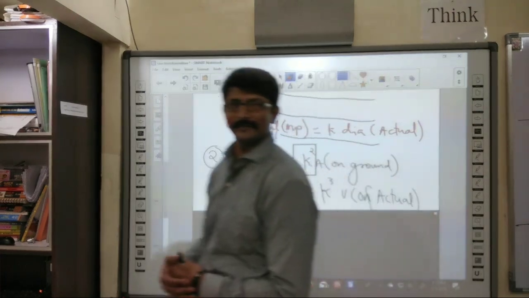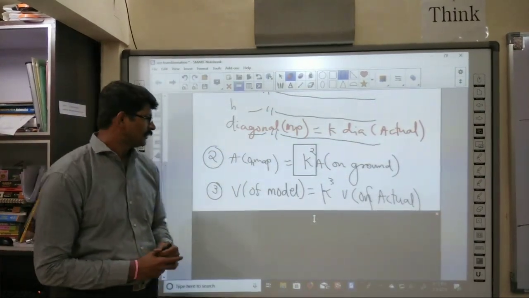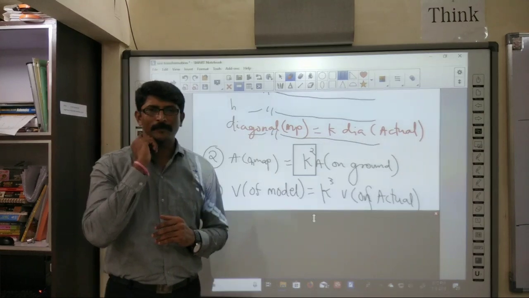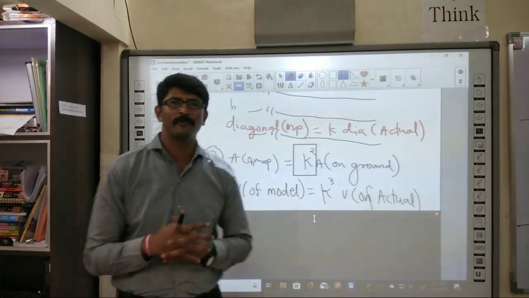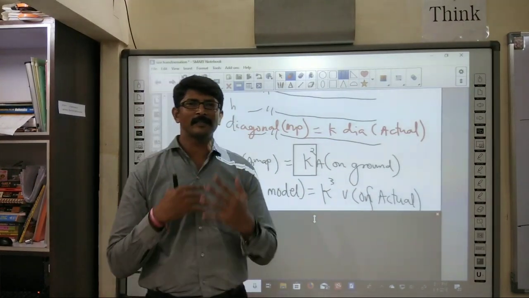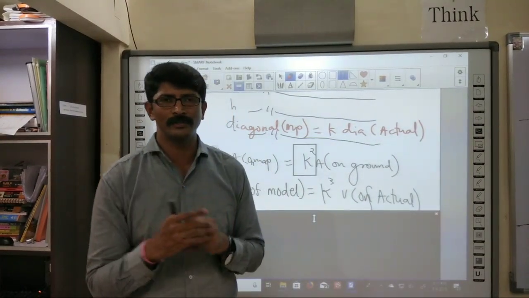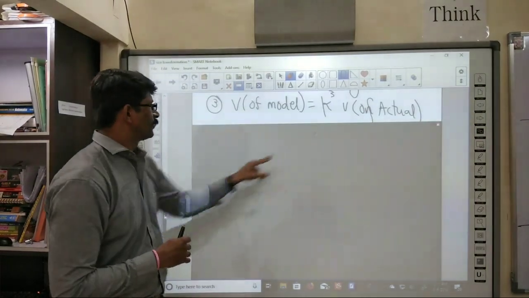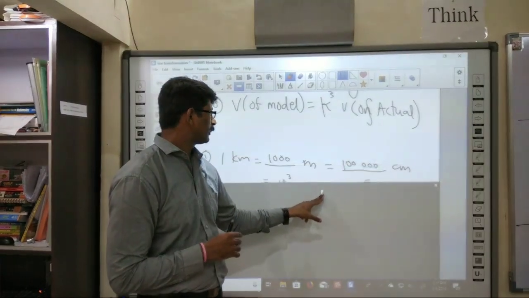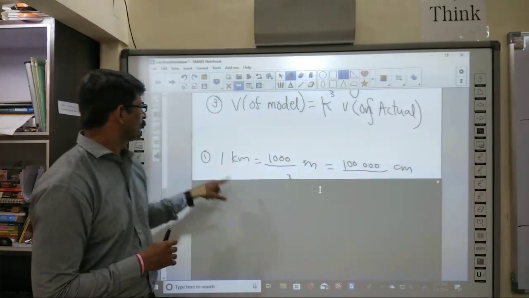I hope this is all very clear till here. And now the next part of the chapter. Here we completed all the basic formulas of the chapter, and now the next part of the chapter is the conversions or the metric system units. So we'll see one by one. Look at this. What is this?